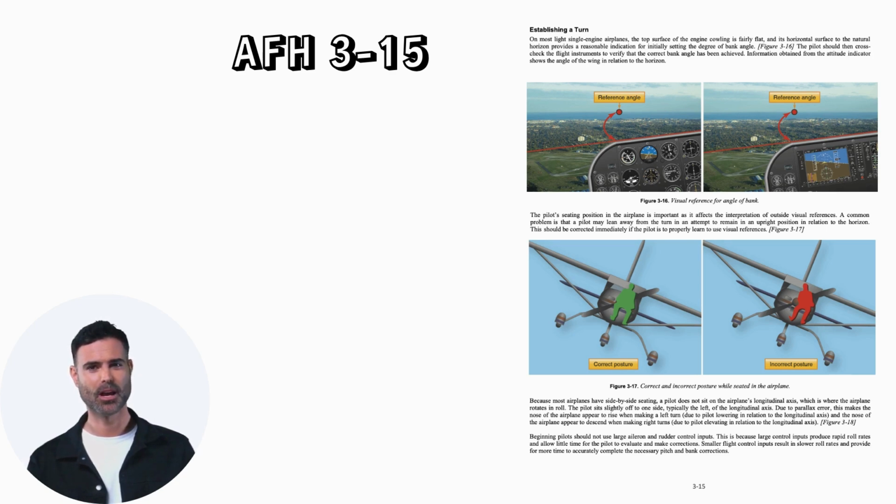Beginning pilots should not use large aileron and rudder control inputs. This is because large control inputs produce rapid roll rates and allow little time for the pilot to evaluate and make corrections. Smaller flight control inputs result in slower roll rates and provide for more time to accurately complete the necessary pitch and bank corrections.